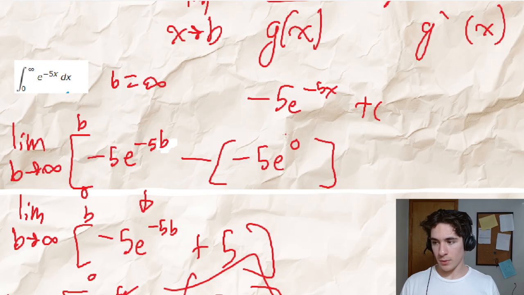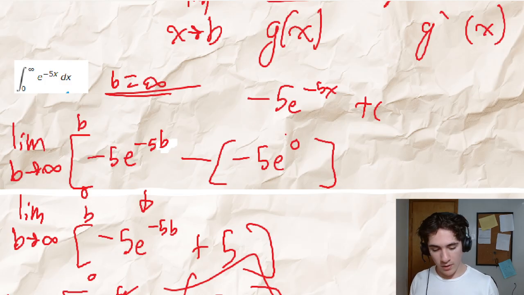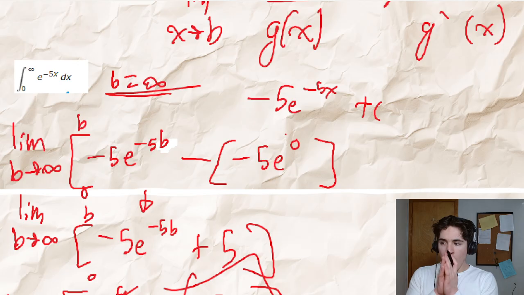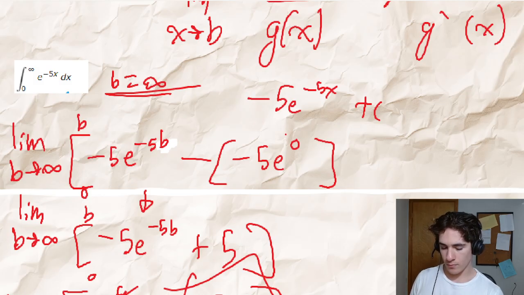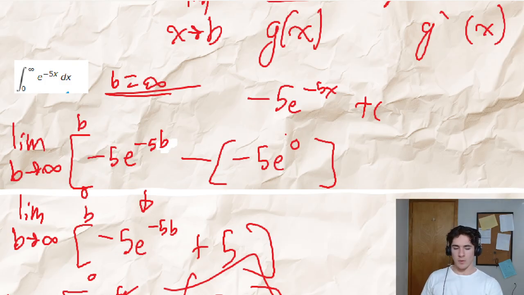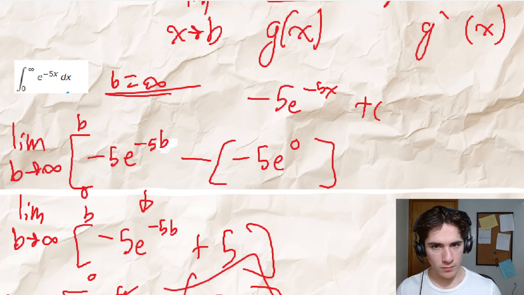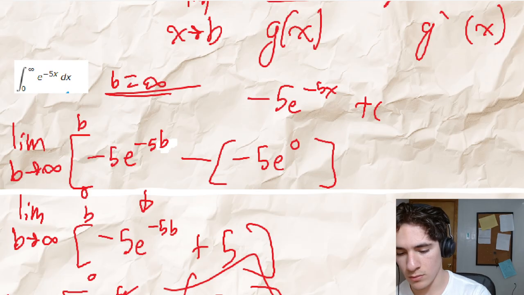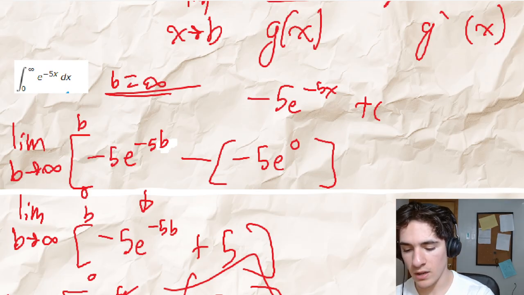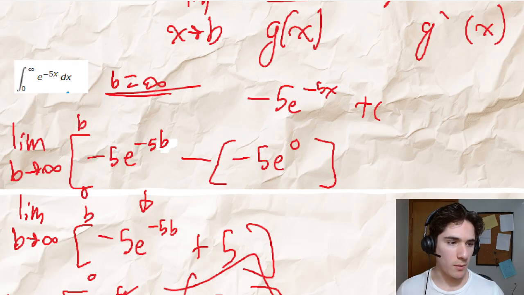So the limit as b approaches infinity, that's correct. The integral of minus 5 to the power of e. Using chain rule. That's the derivative. Integral. Yes, I'm looking up the integral. Don't judge me. This is not a part of the problem. Okay.